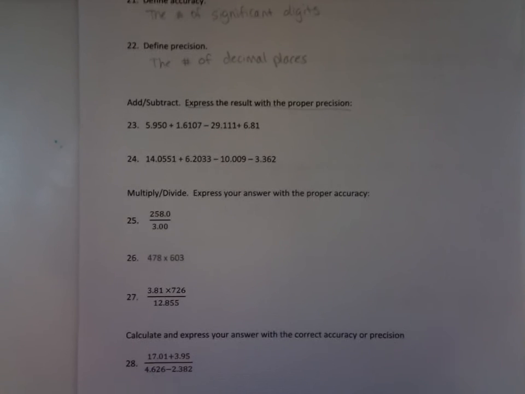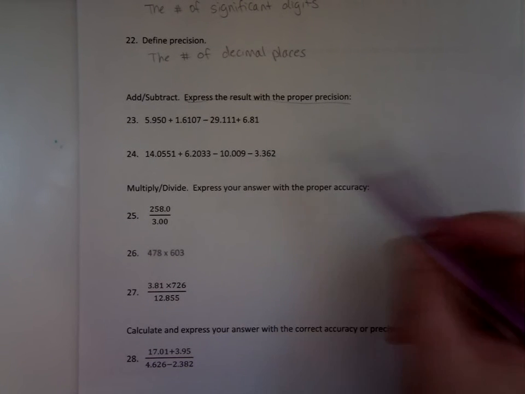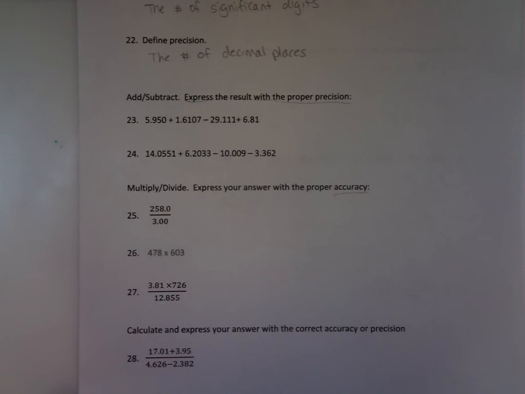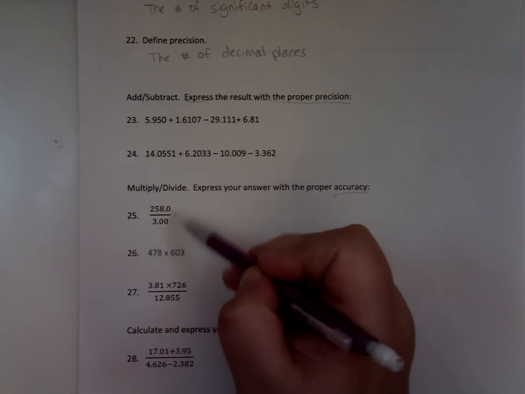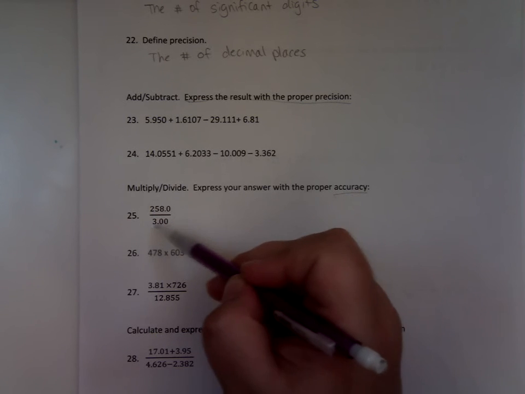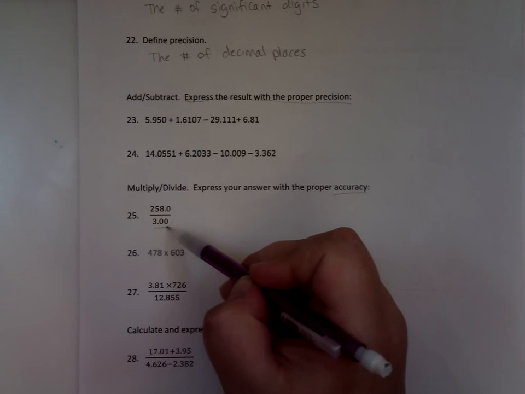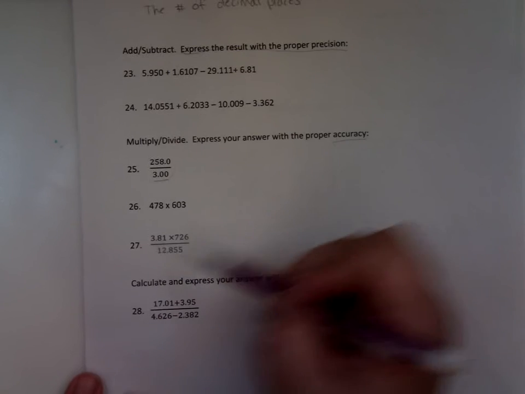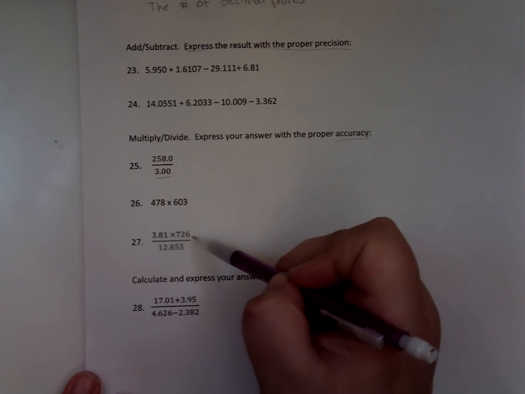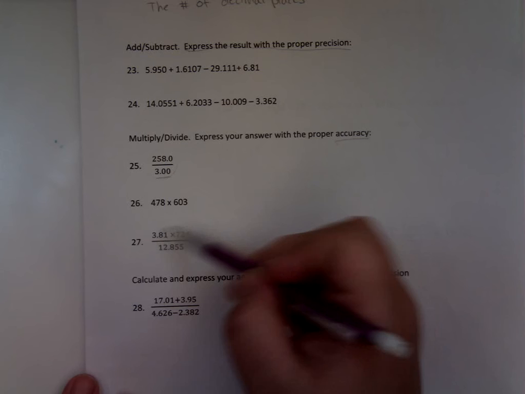In these, when we talk about accuracy, we always go by significant digits. So we always go by the least number of significant digits. In this case, this one's got 4, this one's got 3, so our answer would have 3 significant digits. These both have 3. This one has 3, this one has 3, this one has 5, so our answer would have 3 significant digits.